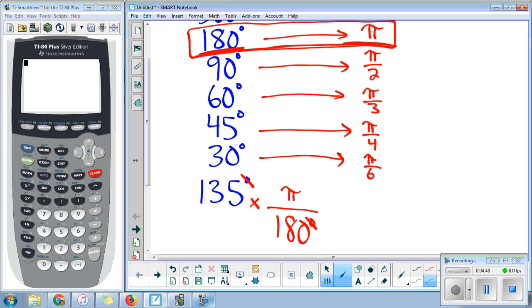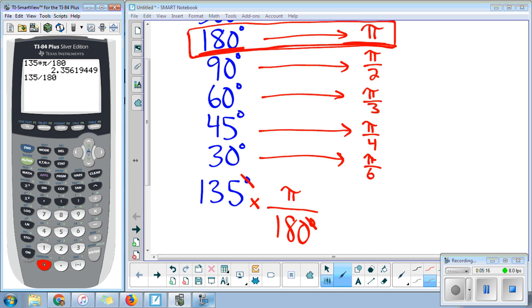Now when I multiply this on the calculator, 135 times pi divided by 180 is going to give me a weird decimal. That's okay, but that's probably not the answer that I want. So what I'm going to do is just simplify the numerical part of this, the 135 divided by 180. I'm going to keep my answer in pi units. So 135 divided by 180.